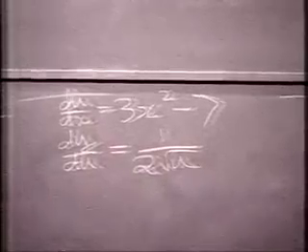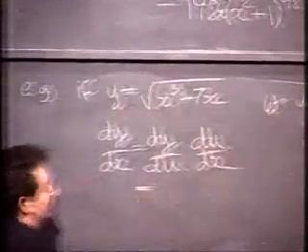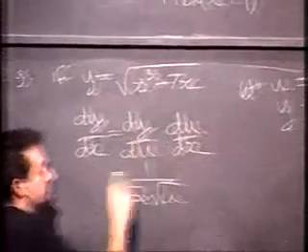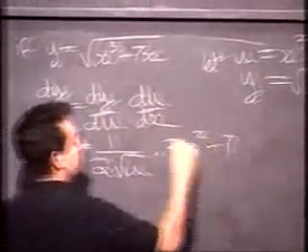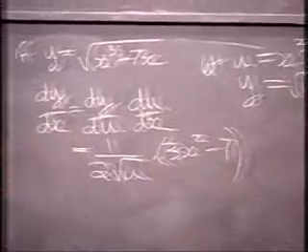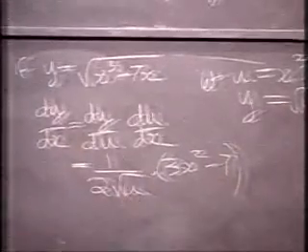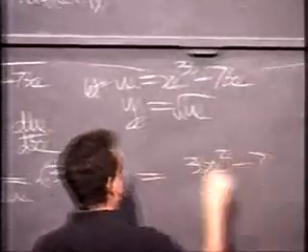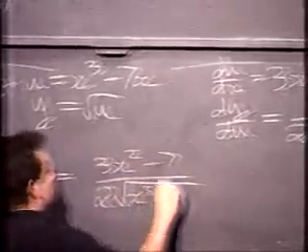Great. So the formula says dy/dx is dy/du times du/dx. dy/du, according to what I just wrote down, is 1 over 2 root u. du/dx is 3x squared minus 7. And I'm not going to leave the answer like this. I need to replace u back again by x cubed minus 7x. So I get 3x squared minus 7 over 2 square root of x cubed minus 7x.